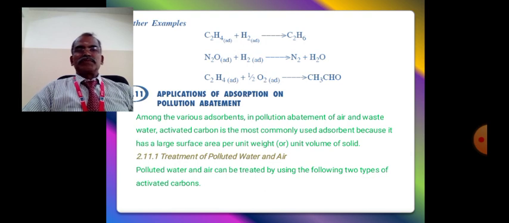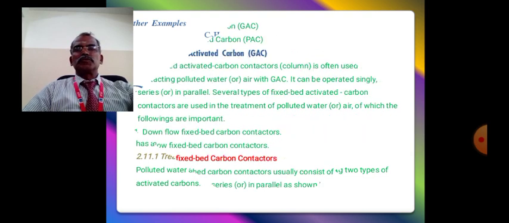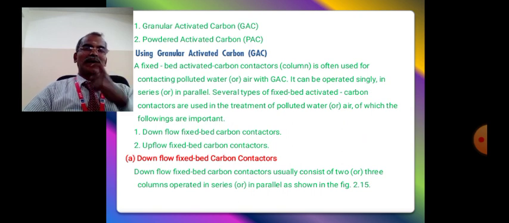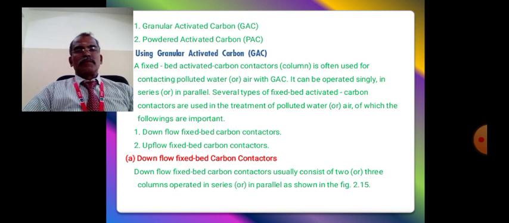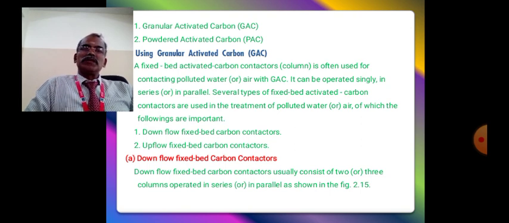Generally, two types of activated carbon are used in pollution prevention. First one, granular activated carbon. Second type, powdered activated carbon. Granular activated carbon is noted as GAC, and powdered activated carbon, PAC. Okay, first technique, using granular activated carbon.